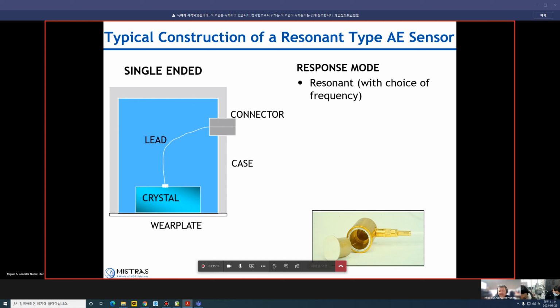And that extends, if I'm not mistaken, from around 120 kilohertz up to about 500 or 600 kilohertz. That is the frequency operation range. And then we have the broadband type sensors. This covers a wider frequency range, but the sensitivity decreases.